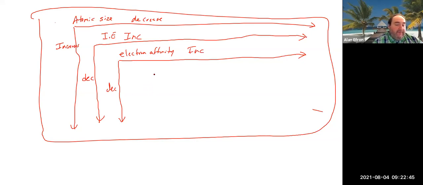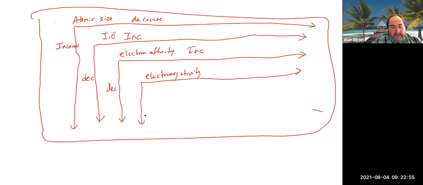And that's not to be confused with electronegativity, which is the ability of an atom to bring an electron towards itself. That also increases as you go up and to the right, with obviously fluorine being our most electronegative, and decreases as you go down.